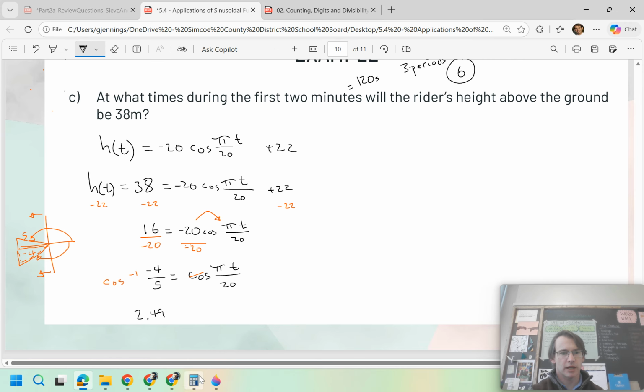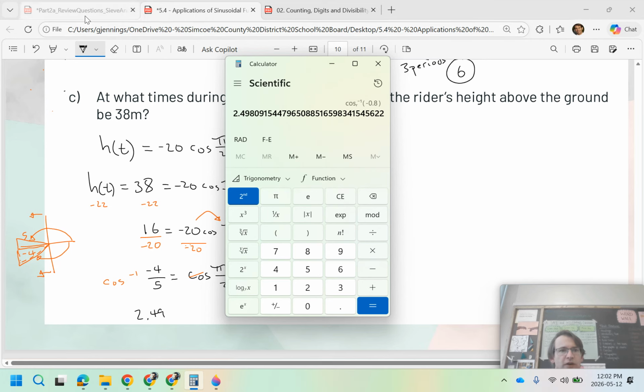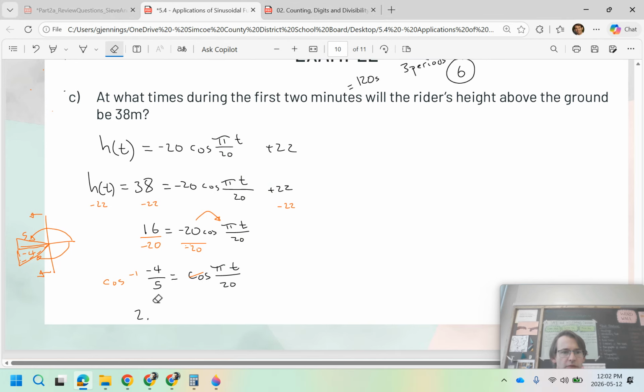2.49 is the 9 rounding. Oh no, it's 2.50. Yeah, that's better, 2.50. So 2.5 is fine. 2.5 equals pi t over 20. All right? Now let's go ahead. We found this one, and we are headed towards another solution real quick, aren't we? So we can go ahead and find that one now as well.